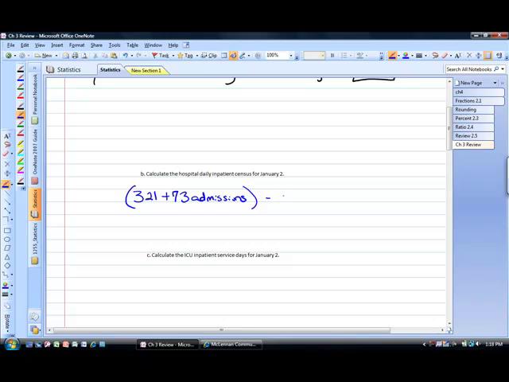We're going to subtract the 24 that were discharged. And then we're going to add the 3 that were admitted and died that day. And that should give us 373 patients.